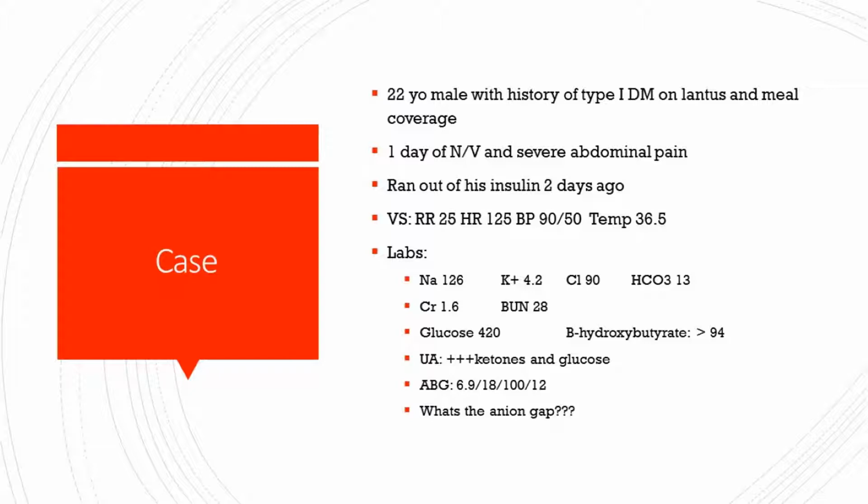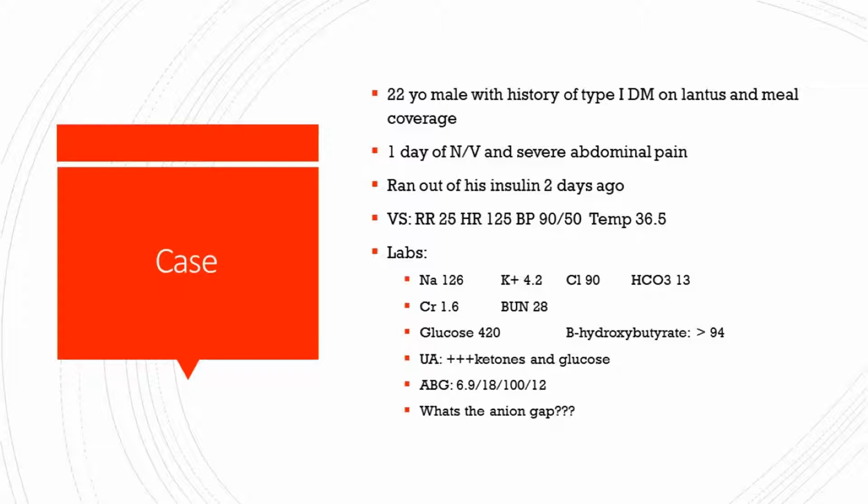So how do you calculate an anion gap? Anyone know? Say louder. Is it bicarb and chloride? Bicarb minus chloride? No. The thing about an anion gap is that it's the difference between your positive ions, your cations, minus your anions, okay?